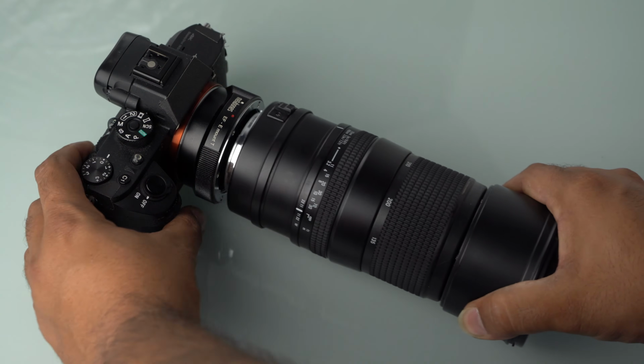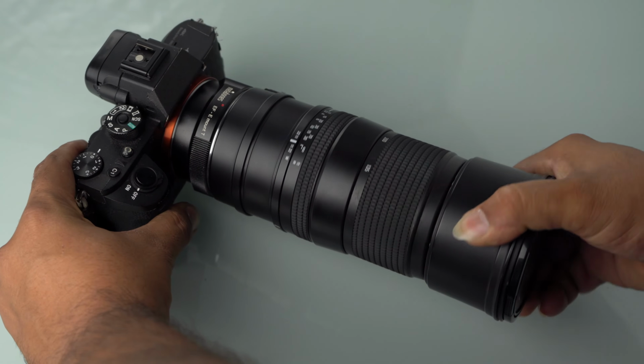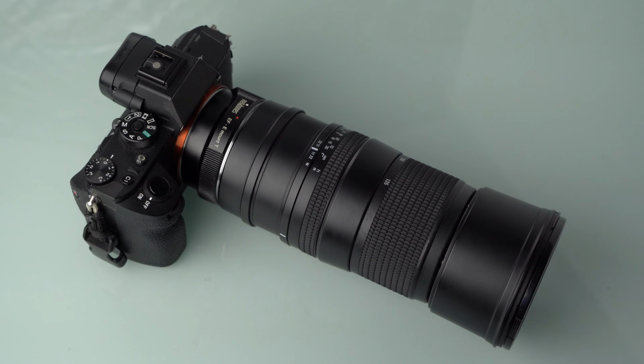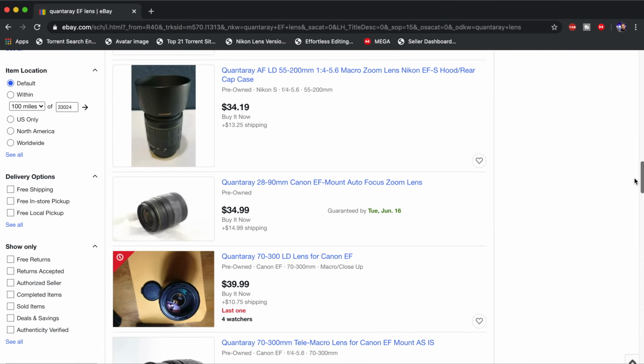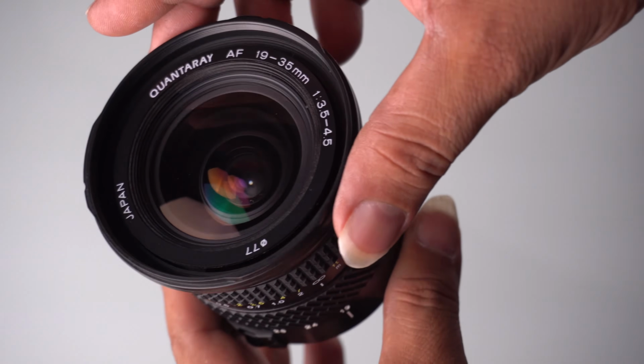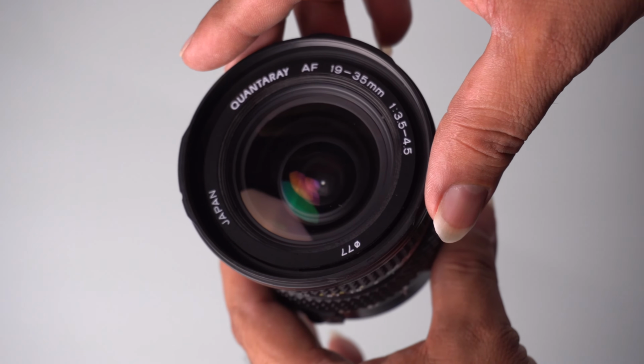Another added bonus was when I mounted my Quantaray lens. The missing codec was in the adapter. The Quantaray lens gave me zero problems when mounted onto my Sony cameras. Now this is a game changer. With this knowledge, I'm able to scour the depths of eBay looking for vintage-ish, old school autofocus EF lenses, which is how I found this Sigma Quantaray 19 to 35mm lens.